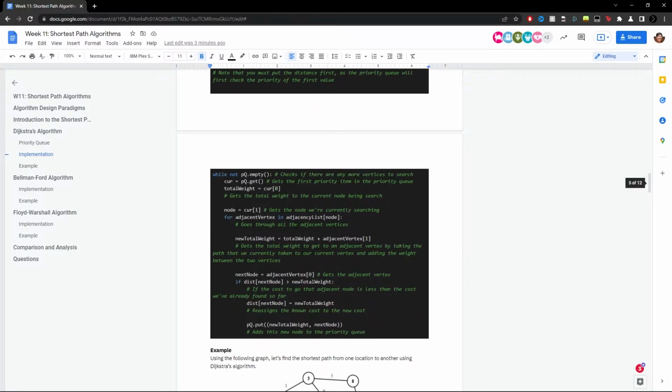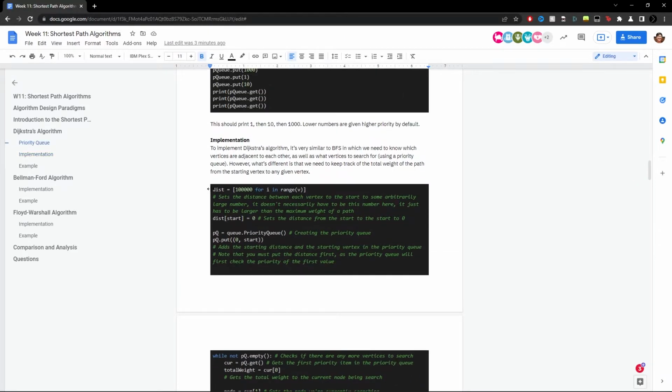So in this case, I have this notation here. First, we start with the distance, all right? So the distance from the start to the end of any vertex is going to be some arbitrarily large number. It doesn't necessarily have to be this number here. It just has to be larger than the maximum weight of a path. That's the given that keeps track of that distance, and the distance from the start to the start is always 0. So we have to set the distance from the start to 0.